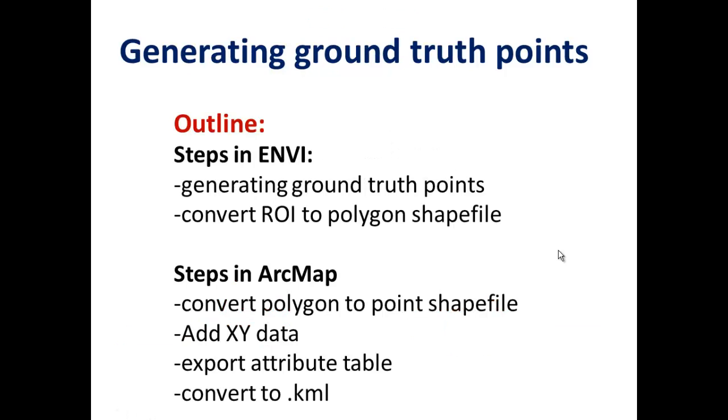So in this video, I'm going to show you how to generate ground truthing points in ENVI, and then we're going to go through a number of steps to get those points into a KML file. So we'll first generate them in ENVI, then we'll convert the region of interest into a polygon shapefile. Then we'll go ahead and open that shapefile in ArcMap, and we'll convert it from a polygon to a point format. We'll add XY data to the attribute table. Then we'll export the attribute table so you have a copy of it, a printed hard copy. And then we'll convert the shapefile to a KML that you should be able to load directly into your Garmin GPS.